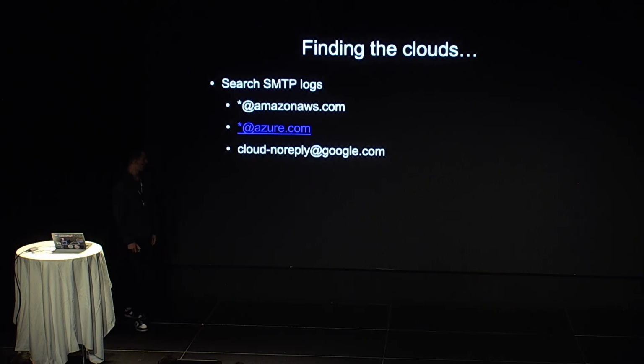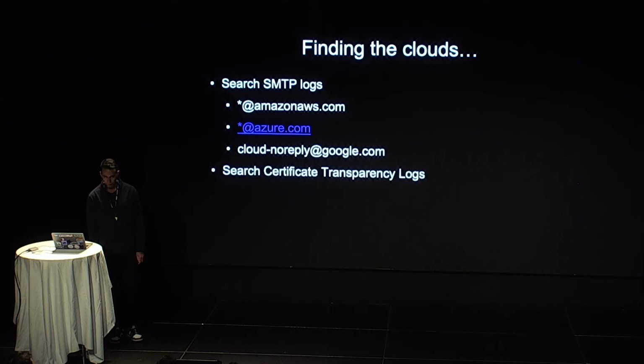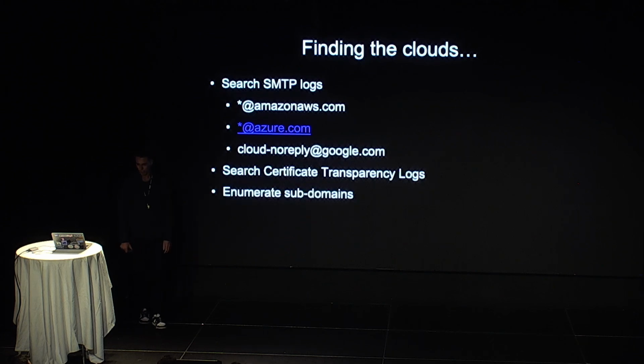So I guess the first step is you start searching through some SMTP logs. You look for senders such as wildcard at amazonaws.com, or wildcard at azure.com, or cloud-noreply at google.com, which kind of gives you an idea there. You can also proceed to search the certificate transparency logs: what certificates have been issued for wildcard your domain .no. And you can also try to enumerate any subdomains to see if there's some data on subdomains that are registered and being hosted in the cloud.